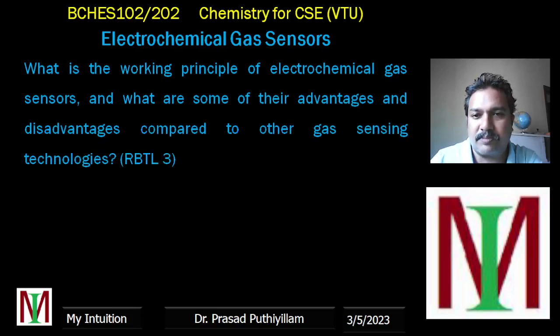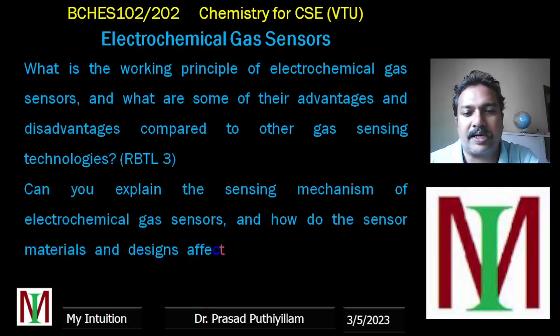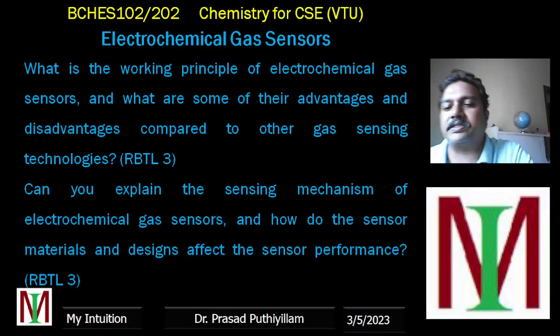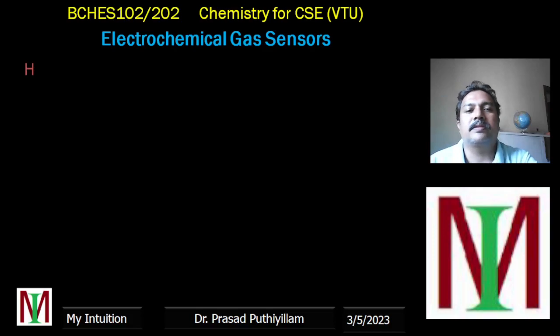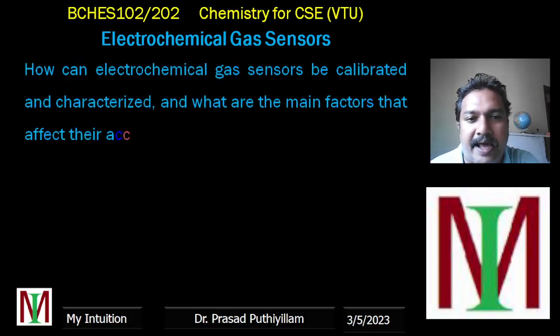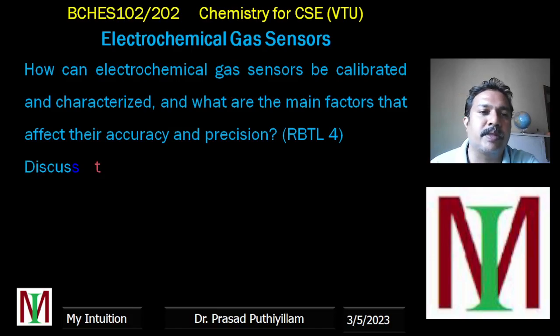What is the working principle of an electrochemical gas sensor? What are some of its advantages and disadvantages compared to other sensing technologies? It's a level 3 question. Can you explain the sensing mechanism of electrochemical gas sensors and how the sensor material and design affect the sensor performance? How can an electrochemical gas sensor be calibrated and characterized, and what are the main factors that affect their accuracy and precision? Level 4 question.